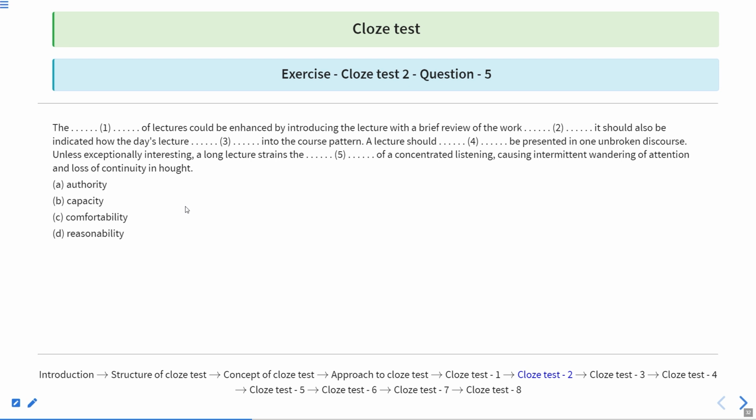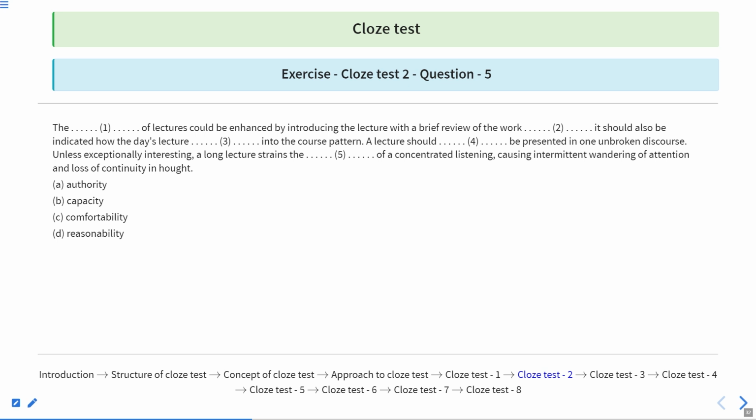So we have filled in seldom now. And now let us look at the next one. Unless exceptionally interesting, a long lecture strains the dash of a concentrated listening. Is it authority, capacity, comfortability, or reasonability? Which one of them is the right choice? Please try, and then we look at the right answer.